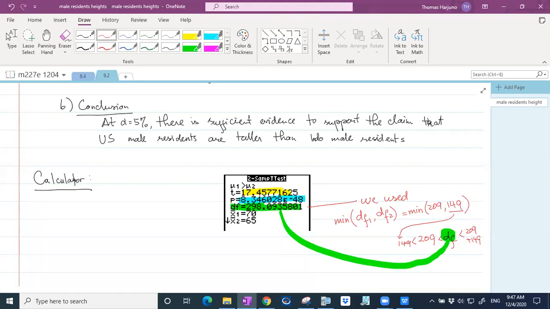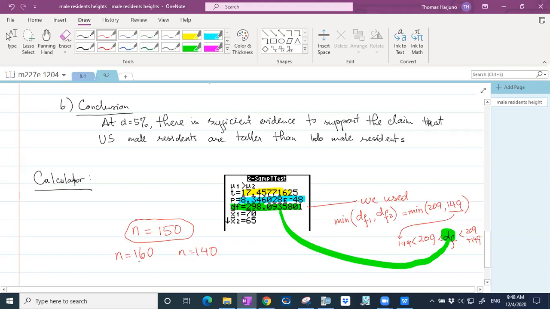Okay, now more things to say. Another reason why we choose a smaller degree of freedom is because in statistics we have a principle that we try to underestimate the strength of our data. So let's say the sample size is 150, right? And you have a multiple choice question asking you what is the sample size: 160 or 140. Well, you know that your sample size is actually 150, right? But you can only choose either 160 or 140. In statistics, you're supposed to choose the smaller one.